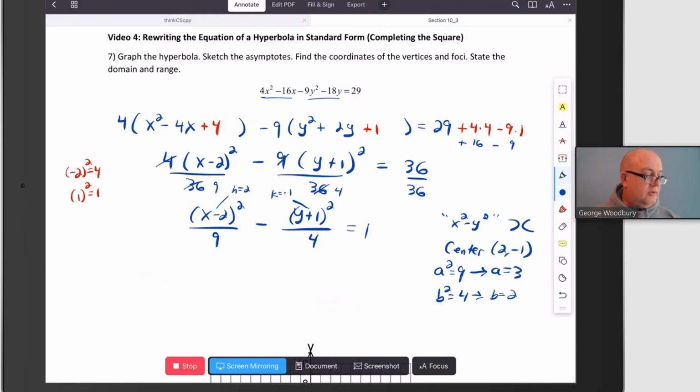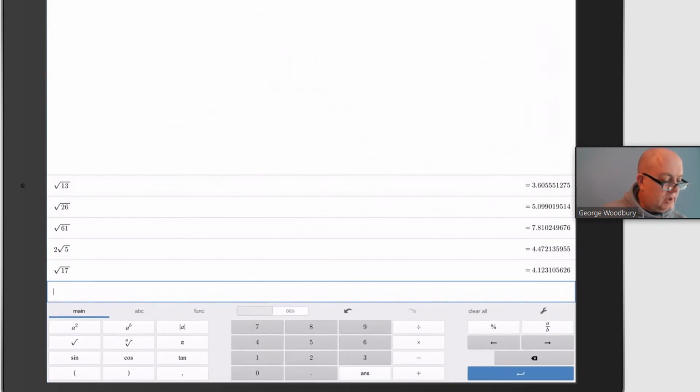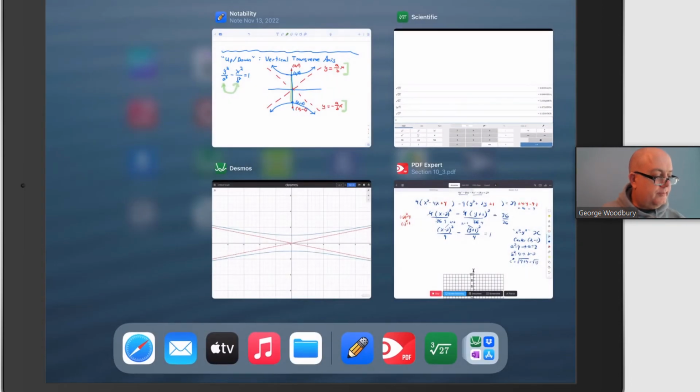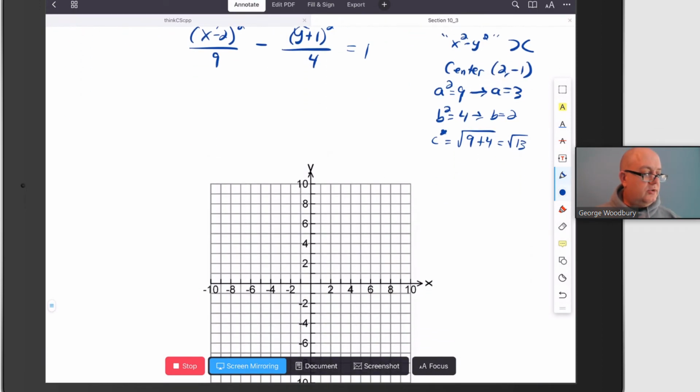Let's see, what else do we need? c equals the square root of a squared plus b squared. That's the square root of 13. We've done that one a few times now. That's 3.6, I believe. Yeah, 3.6. So I've got everything I need to start this graph.